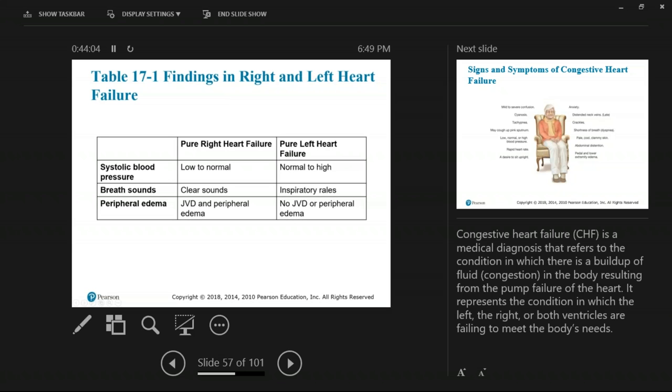JVD, jugular venous distension, and peripheral edema. No JVD or peripheral edema if it's acute and pure left heart failure. Yeah, you're going to see that.